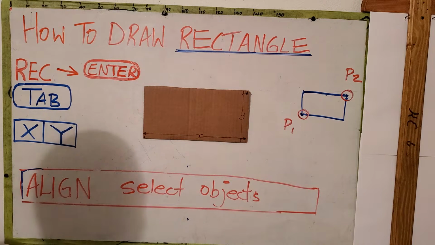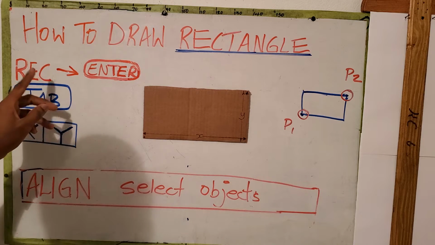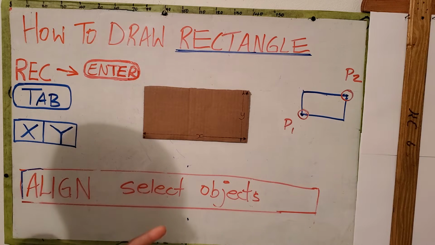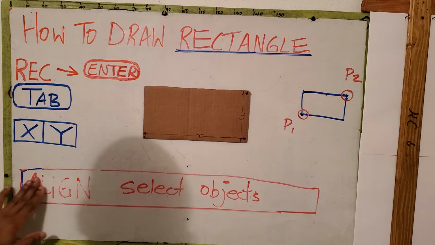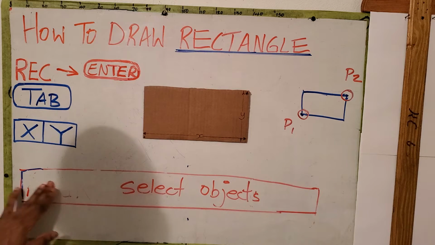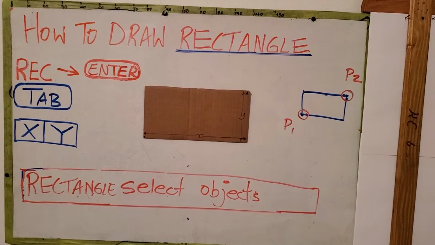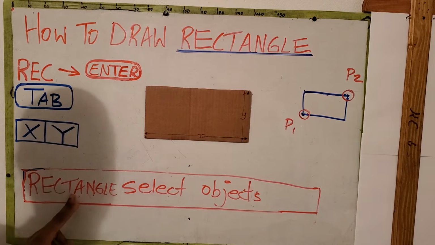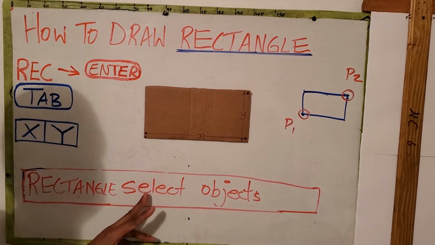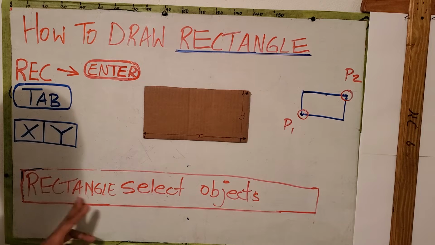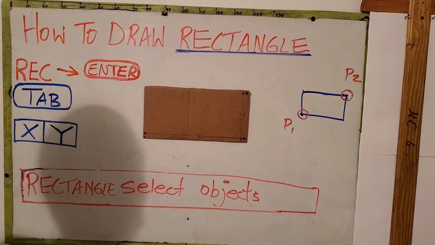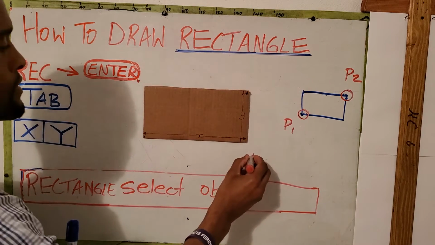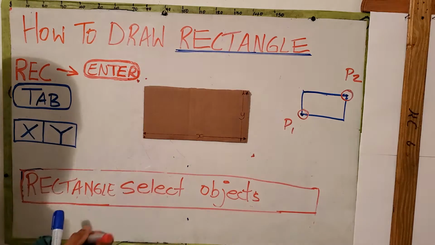Say, for example, we need to draw a rectangle. We would type REC followed by the Enter key. Once you have done that, the command bar should change to rectangle. Then it should ask you to select object. So we have rectangle, select object. Now you're gonna go ahead and click a spot, drag here to create the rectangular object.